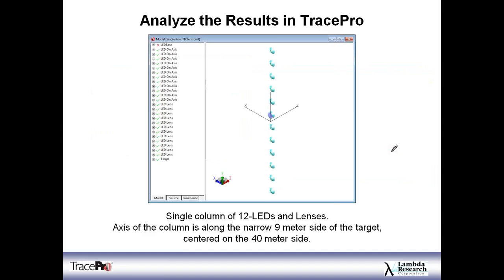Okay, so we noticed we weren't meeting our lux value with a single LED, but we knew right from the beginning that wasn't going to happen. So my first step is I made a linear array of these. This is a single row, 12 LEDs, spacing is 50 millimeters apart, about 2 inches apart. And these are centered left to right, and they're running along the 9-meter side of the target.